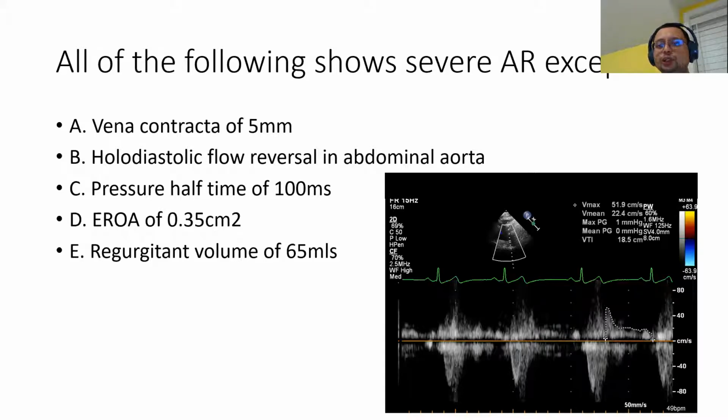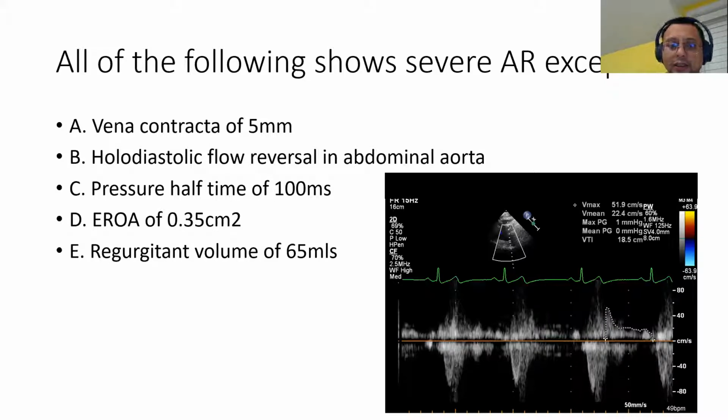What about this question? All of the following show severe aortic regurgitation except: vena contracta of 5 mm, holodiastolic flow reversal in the abdominal aorta, pressure half time of 100 milliseconds, effective regurgitant orifice area of 0.35 centimeter squared, or regurgitant volume of 65 mL. Which one doesn't show severe AR?